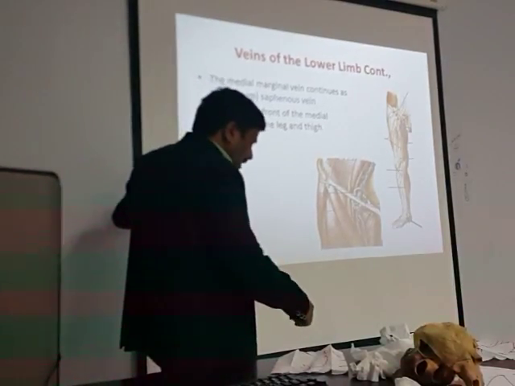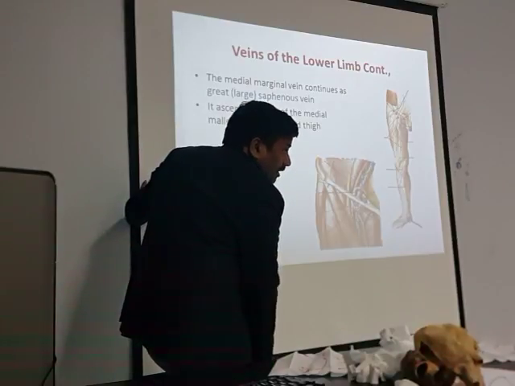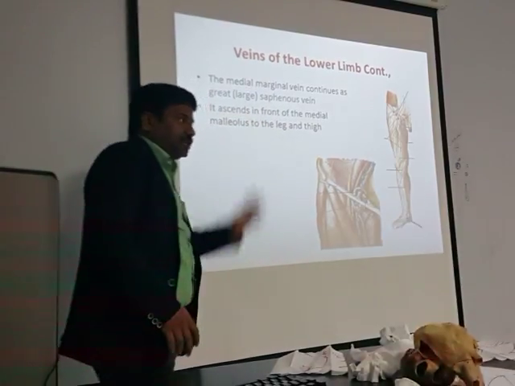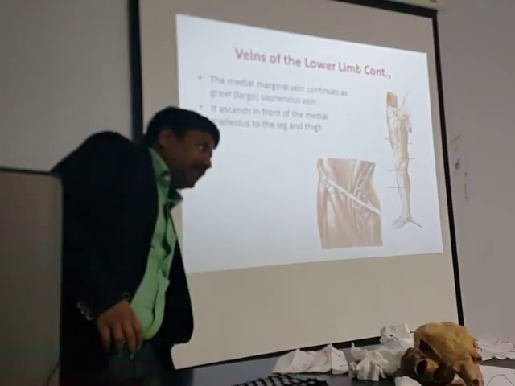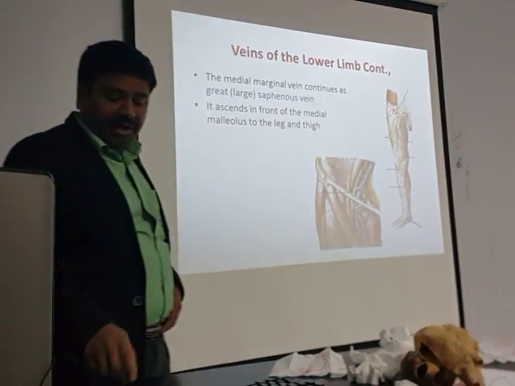Whereas the small saphenous vein begins from the lateral end of the dorsal venous arch, runs behind the leg, and drains into the popliteal vein. The great drains into the femoral vein by passing through the saphenous opening.